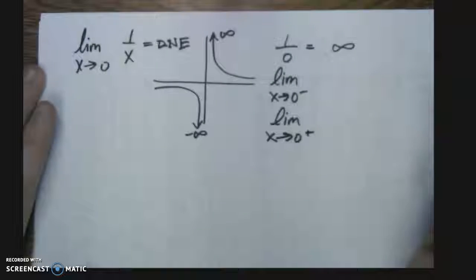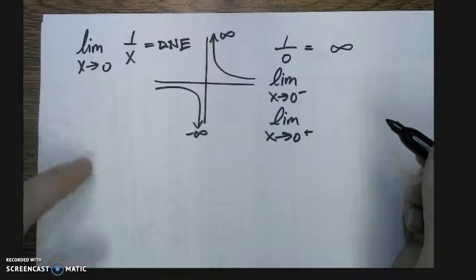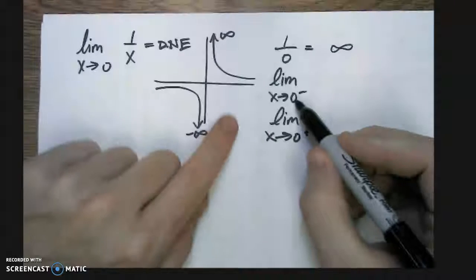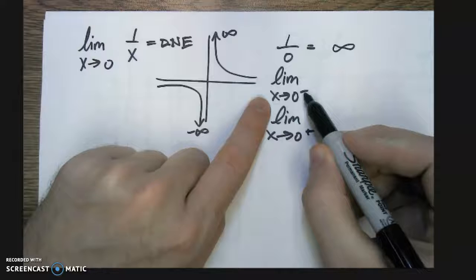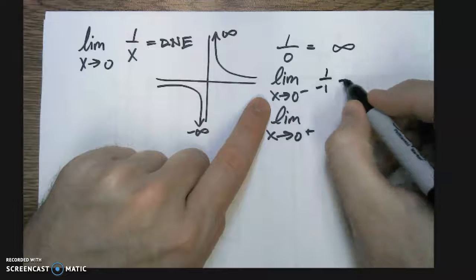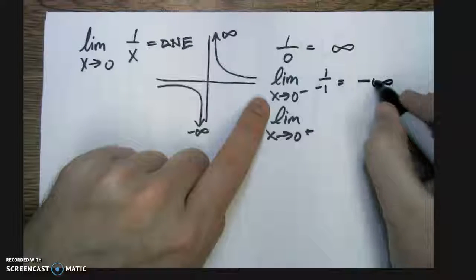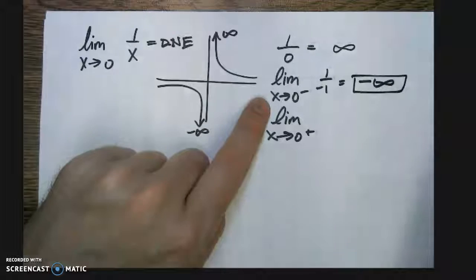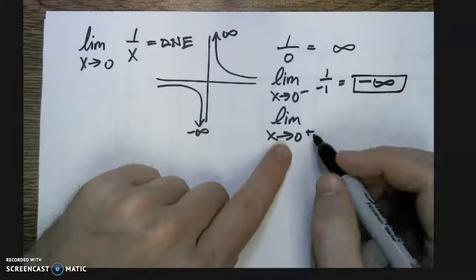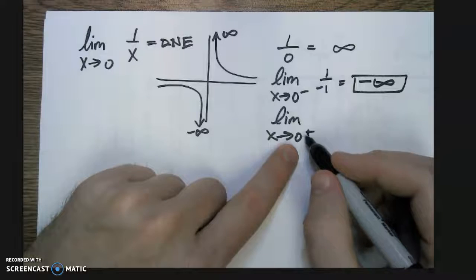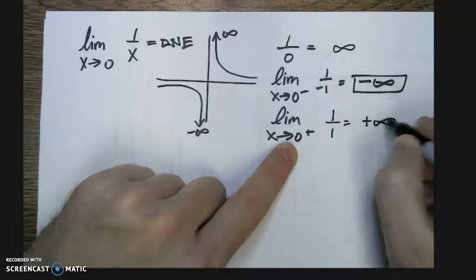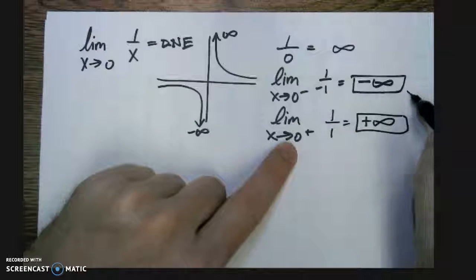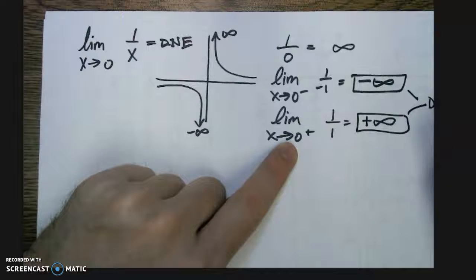And you want to pick a value. So let's pick negative 1, for example. If you plug in negative 1, which is left of 0, you get 1 over negative 1, which is negative. All I care about is whether it's positive or negative. If I look to the right, say pick 1, which is to the right of 0, you would have 1 over 1, which is positive infinity. And since these do not match, that's why it does not exist.